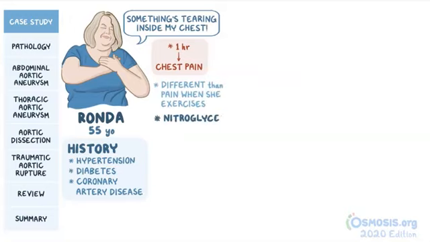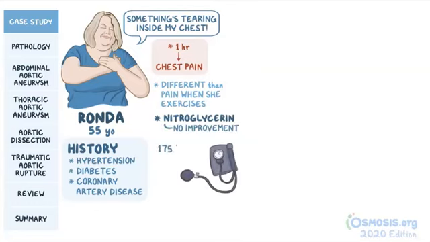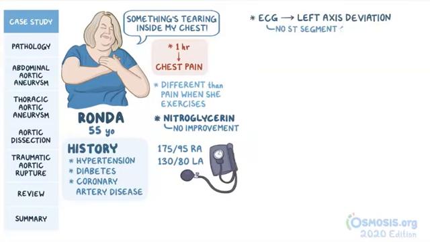She was given nitroglycerin in the ER, but the pain did not improve. Her blood pressure is 175/95 in her right arm, but 130/80 in the left arm. An ECG shows left axis deviation, but no ST segment changes. Her troponin levels are normal.